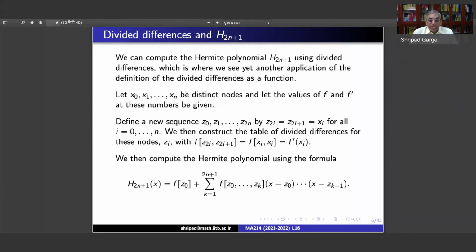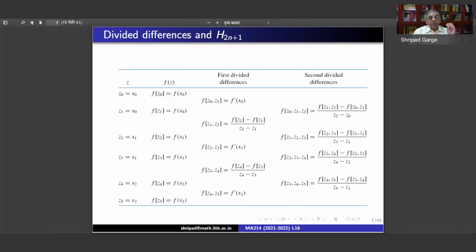So this for k equal to 1 will be f of z naught z1, which is f prime x naught, and you would have multiplied to that by x minus z naught, which is x minus x naught. Then you would have f of z naught z1 z2, and to that you will multiply by x minus z naught into x minus z1. So that's the way you would start doing this whole computation. Let's do it for the data that we already had. But before doing that, let me just explain to you how the table will look.